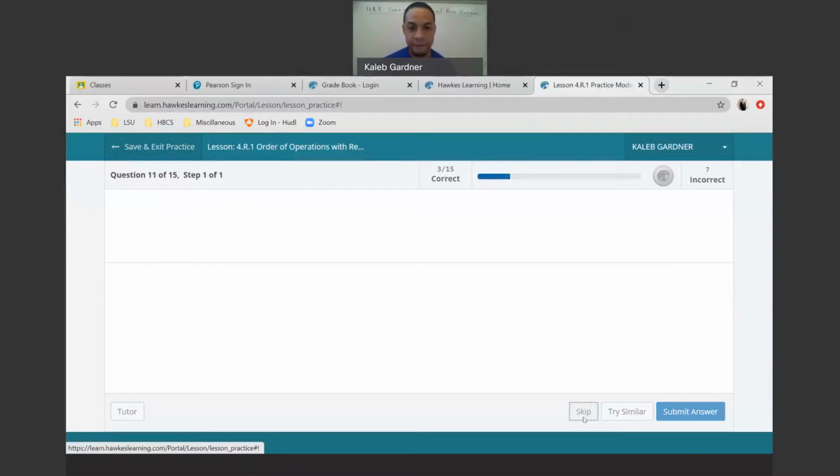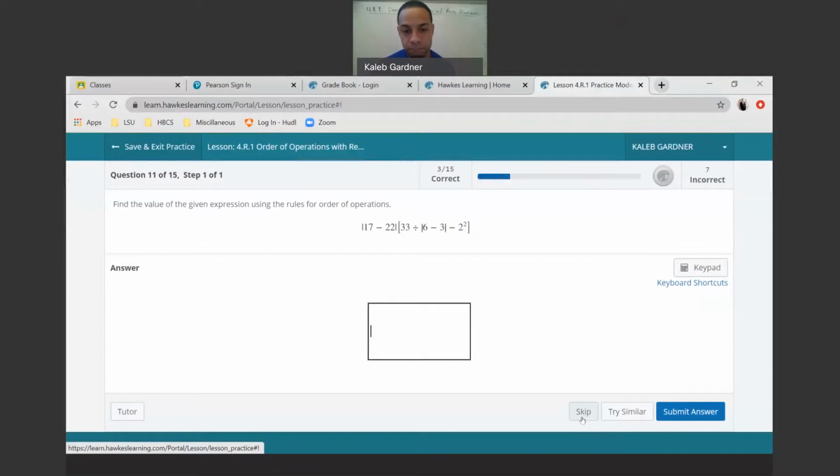All right, let's see. Absolute value of 17 minus 22. 17 minus 22 is -5, so the absolute value of that is just plain 5. Times bracket, which serves as parentheses. You got all this action happening inside of here. Do the absolute value first. 6 minus 3 is 3. Absolute value of that is just plain 3. Minus 2 squared. 2 squared, we have to do that before we divide or subtract, so 2 squared is 4.